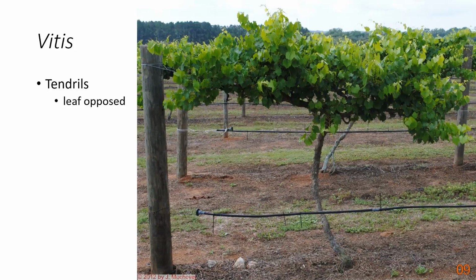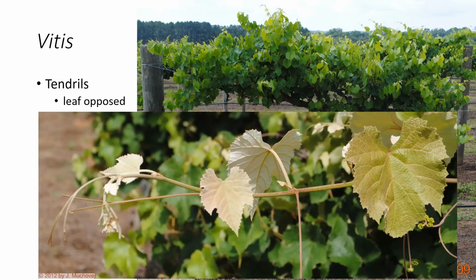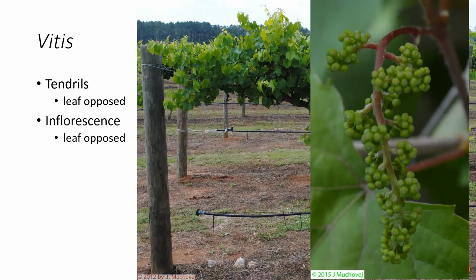We look at tendrils. Tendrils are leaf opposed. This means you can see how you have a leaf, and directly opposed from the leaf you have a tendril. The leaves on this tend to alternate. They go one side, other side, one side, other side. You will get the tendrils. Tendrils help them hold on, and inflorescences are also leaf opposed.